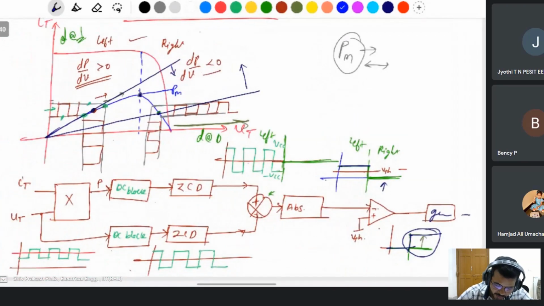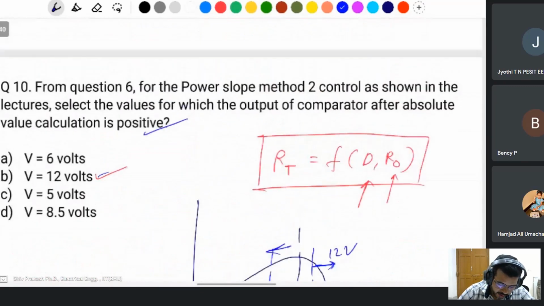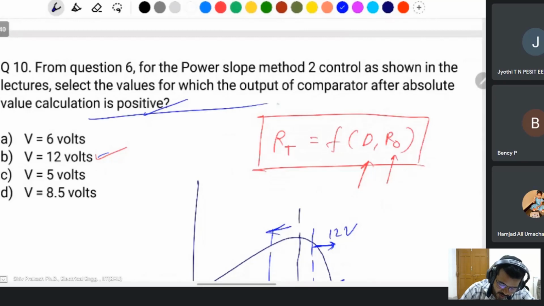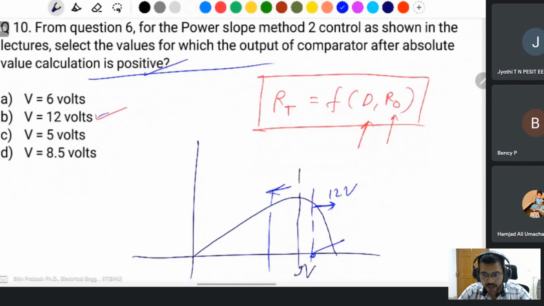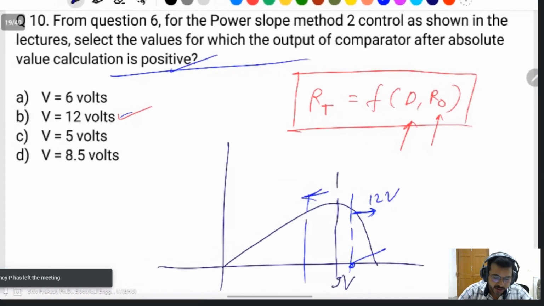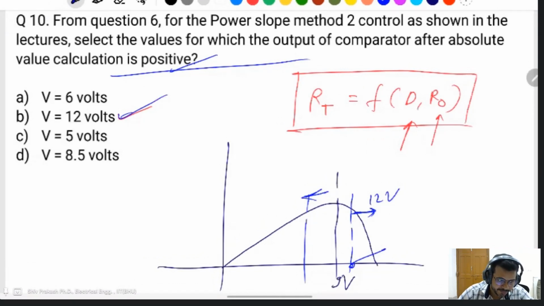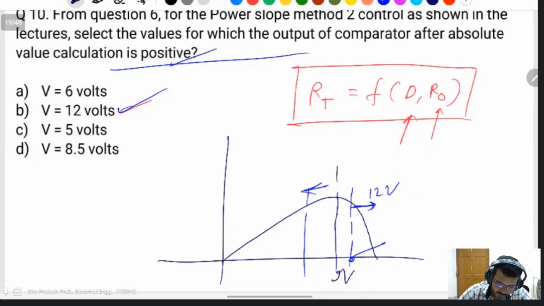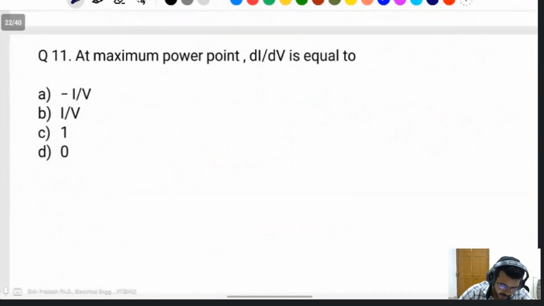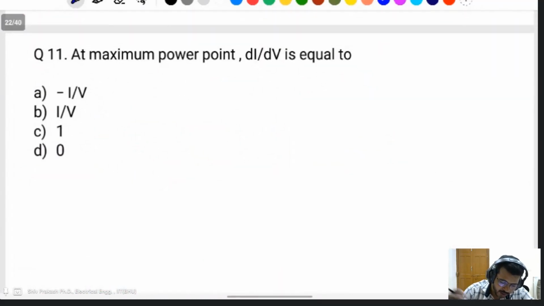Okay, all of you, this will be the requirement of the comparator taking, and to find the positive value, we should take the right hand side of the pointer. That's why at the right hand side only one value is given, like 12 volt, because at the maximum power point dI/dt is equal to zero.